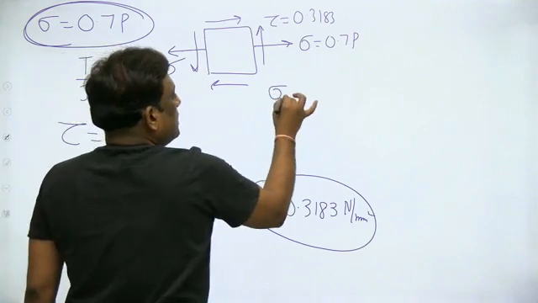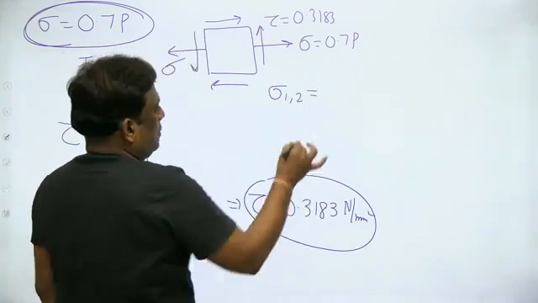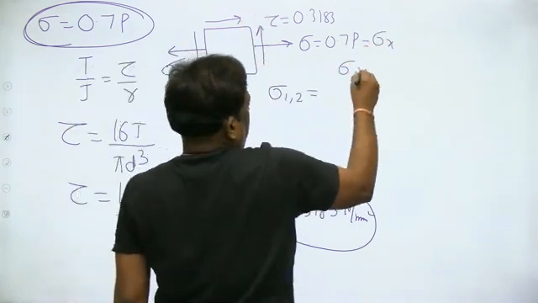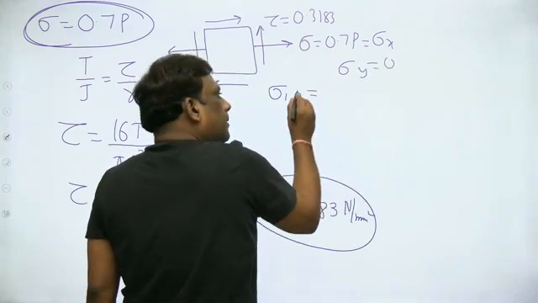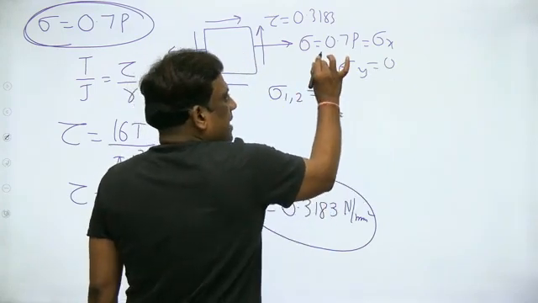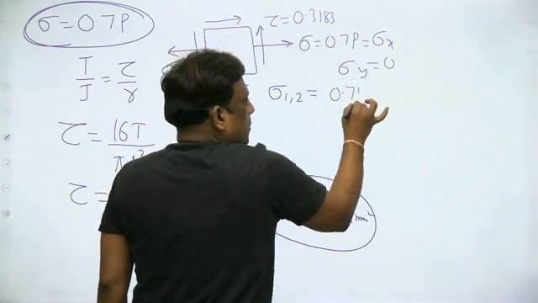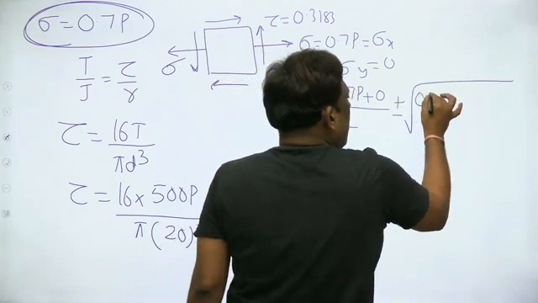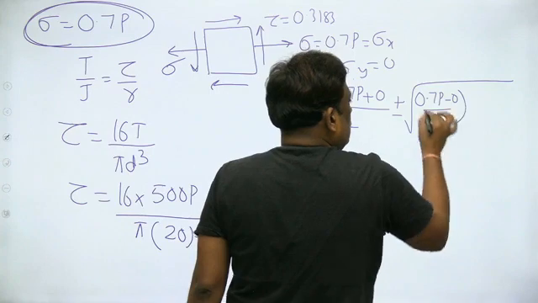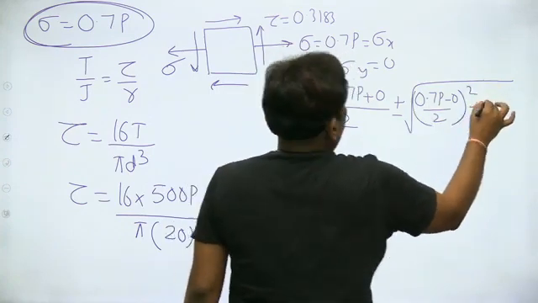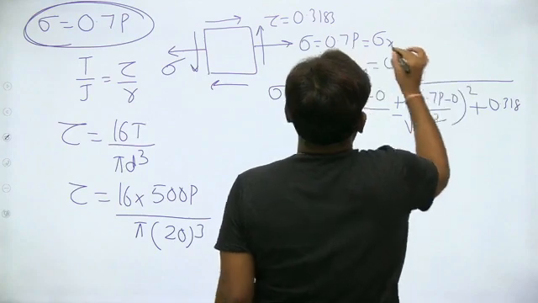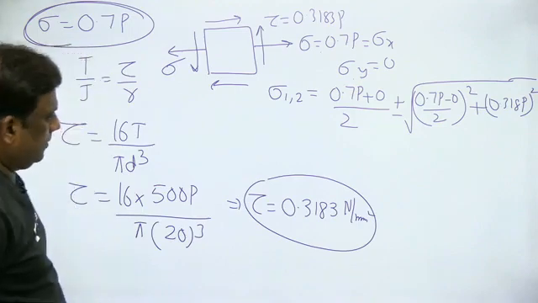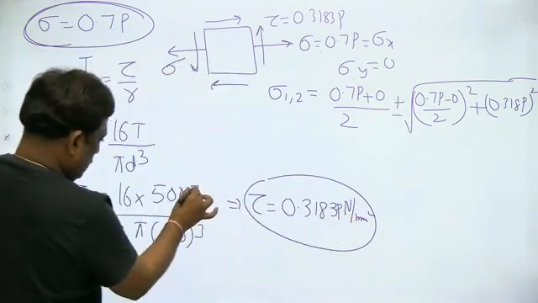Let's calculate sigma 1 comma sigma 2. This is nothing but sigma x, and there is no sigma y, it is 0. So the principal stresses are given by sigma x plus sigma y by 2, with sigma x being 0.7 p, plus or minus the square root of the quantity sigma x minus sigma y by 2, whole square, plus tau square, where tau is 0.3183 p, whole square. No problem at all. There is p also.